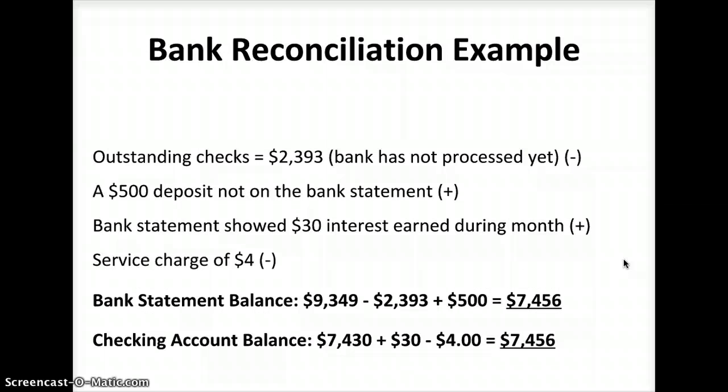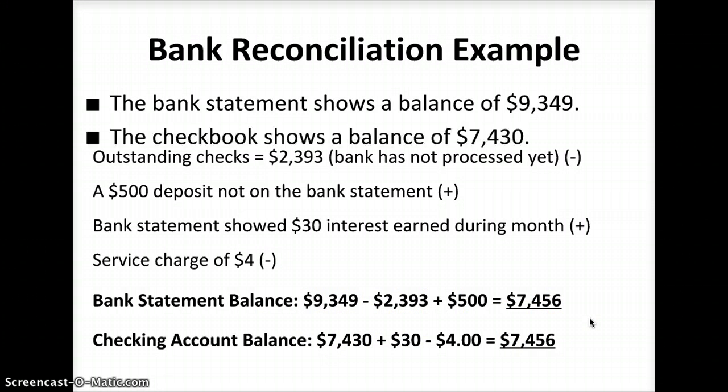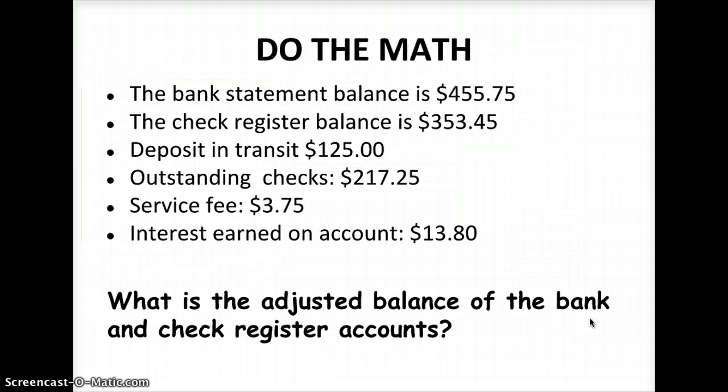So here's the outstanding check, meaning you've written the check, so they're minus. You can see the minus, deposit plus, bank statement of interest plus, service charge minus, and so you can see you'd have to reconcile, because your bank statement would say this, but your checkbook would say this, because you're in different places, and you want to get to the same amount. Okay, so you do the math and figure out, and this is fair game again for the midterm.